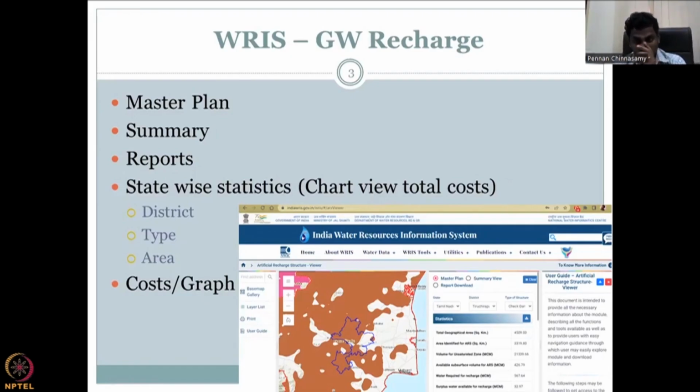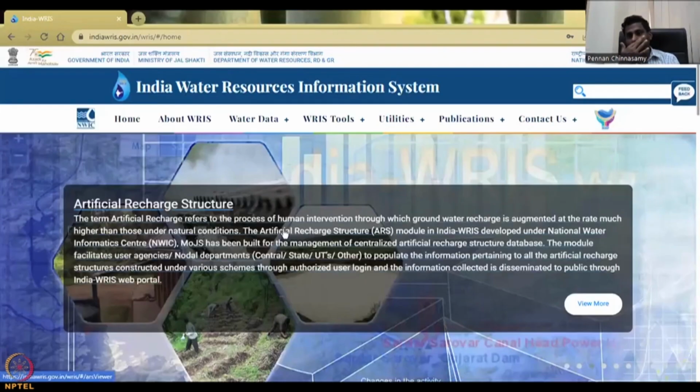Also, you can zoom down to a particular district. Here we have zoomed down to Trichapalli in Tamil Nadu. You can look at what type of recharge structures have been built, the area across it, and costs, and some analytics using graphs. So let me pull out the website so that we could start looking at the groundwater recharge structures. So here it is.